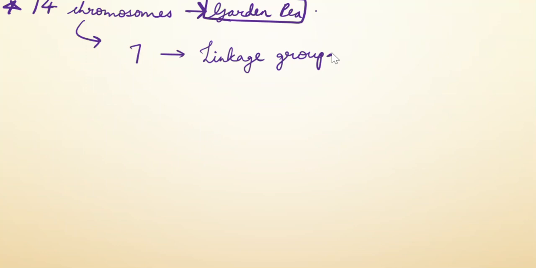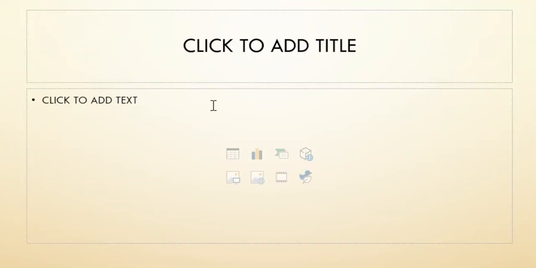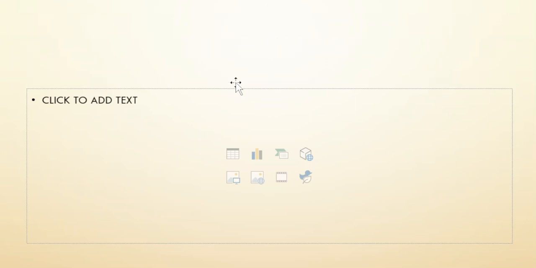Today we will speak about some concepts in the field of genetics. Mainly we will speak about crossing. There are many crosses. We will move one by one.